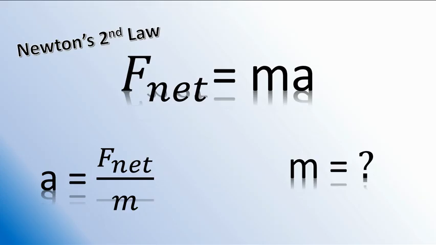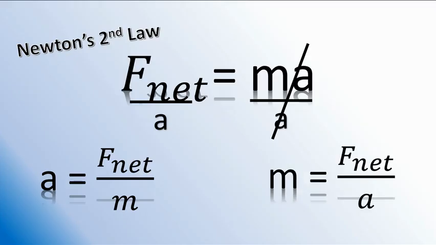Okay, so we know how to find the net force, how to find acceleration. What if it's an unknown mass and we only know how fast it's accelerating and we know how much force is on it? Could we find that mass? Well, yes, you can. Here you go. You divide both sides by a. The a's cancel out on that side. So you have that mass is equal to net force divided by acceleration.